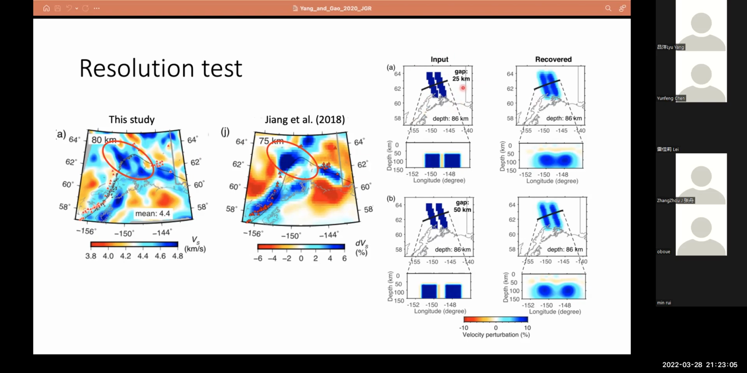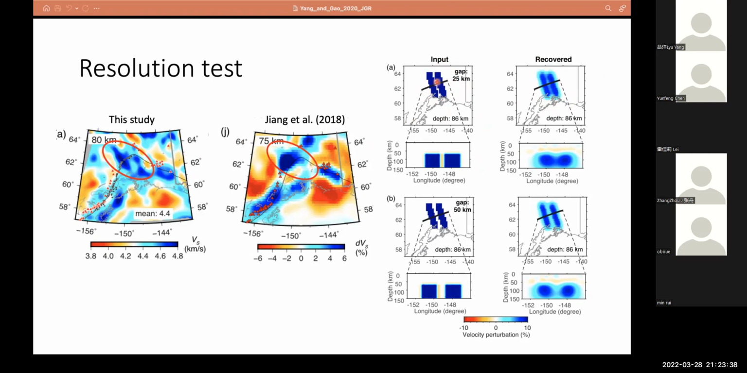And then you use this model, you run your simulation, you get your synthetic data, and then you treat your synthetic data as if they are real observations, and invert for the structures with the synthetic data. And then you get the so-called recovered model. By comparing the input with the recovered model, to see how similar they are, you can get an idea of the resolvability of this structure.